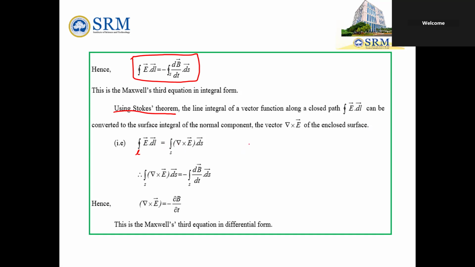Generally we use del dot E, which is the divergence of E. But here we are using curl E, meaning del cross E. Don't confuse the symbols: the dot is for divergence and the cross is for curl. We use only this symbol or this symbol.